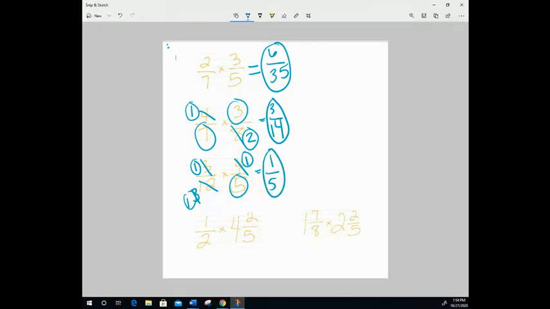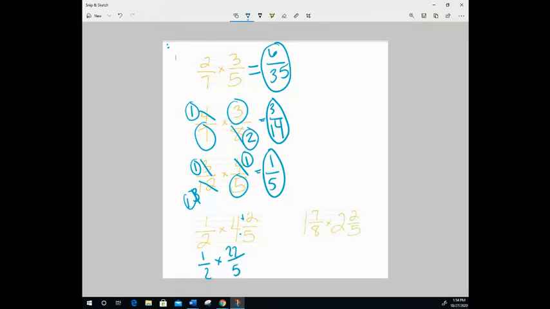For this problem here, I do notice that I have a mixed number. So we do need to make sure we're changing our mixed numbers into improper fractions. So I'm going to simply bring down the 1/2 and my times. Now to change a mixed number to an improper fraction, you kind of do like a backward C motion. 5 times 4 is 20, and 20 plus 2 gives us 22. And we keep our denominator as 5.